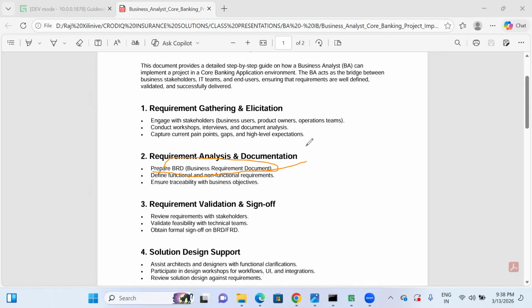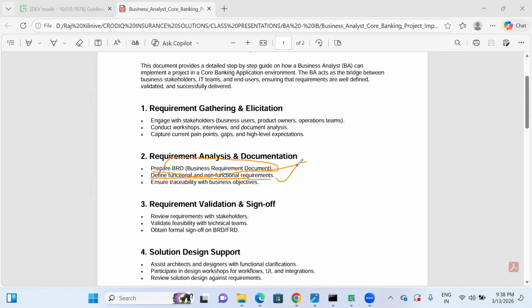Along with it, we need to define the functional and non-functional requirements also. What are all the functional requirements documents we have, and the non-functional requirements, everything we must know. And also ensure traceability with business objectives. This is all part of requirement analysis and documentation, which is the second thing.